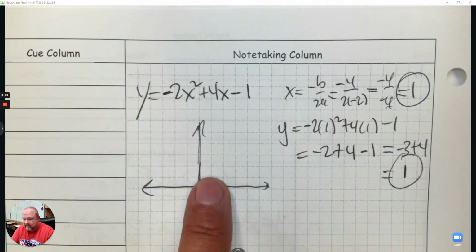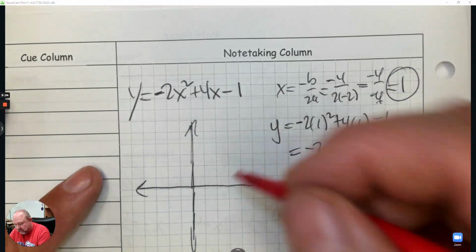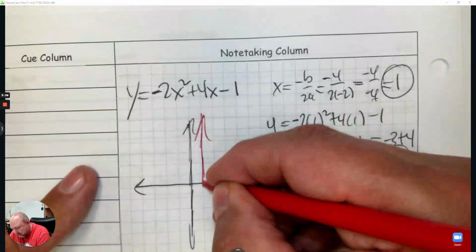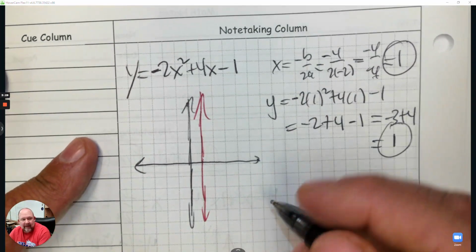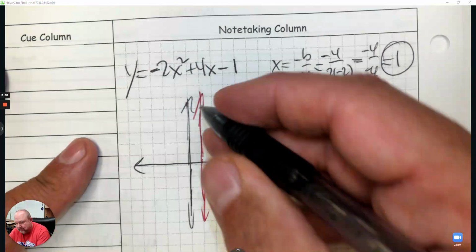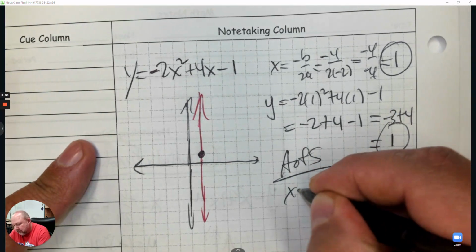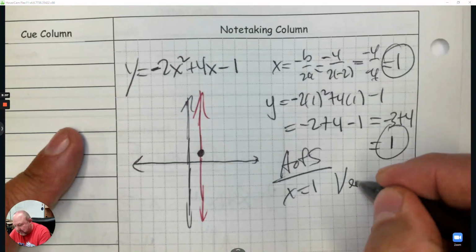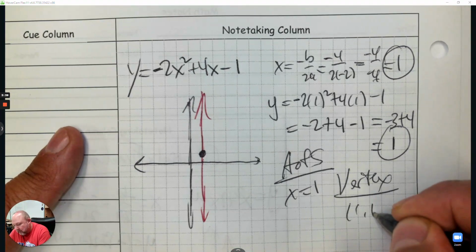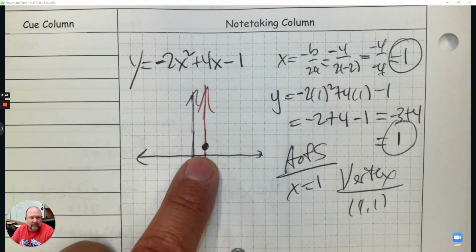So on your graph, we're going to start with the axis of symmetry at positive 1. And then on that red line, from here, count up 1. So we found the axis of symmetry to be x equals 1, and we found the vertex to be 1, 1. And that's what we did.